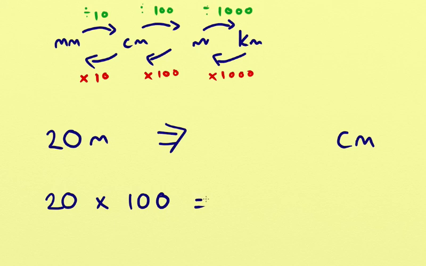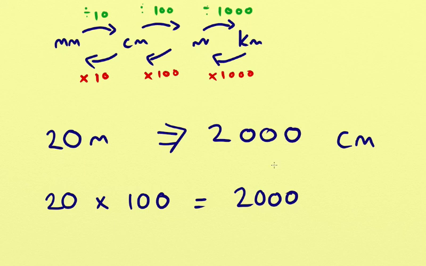That's going to give us 2,000. And that there is our answer. So 20 metres is the same as 2,000 centimetres.